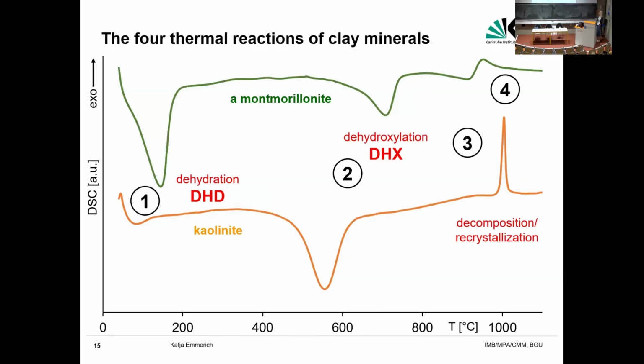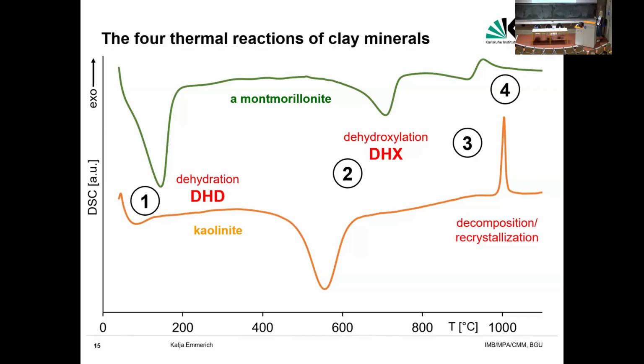You see here a DSC curve of a montmorillonite. Montmorillonite is the most common dioctahedral smectite, the most common swellable clay mineral. And at the bottom you see a DSC curve of kaolinite. And here you already see the differences between swellable clay minerals and non-swellable clay minerals.